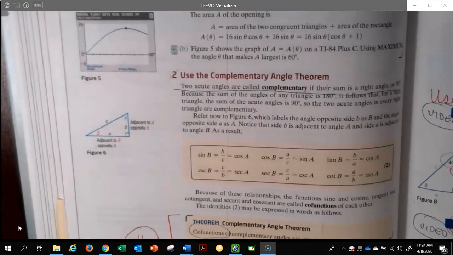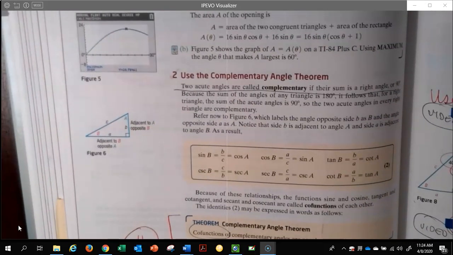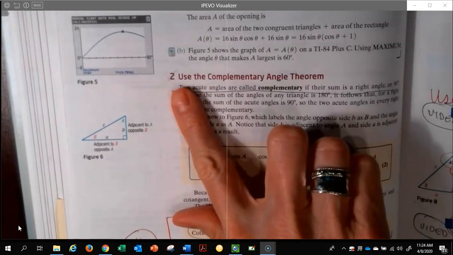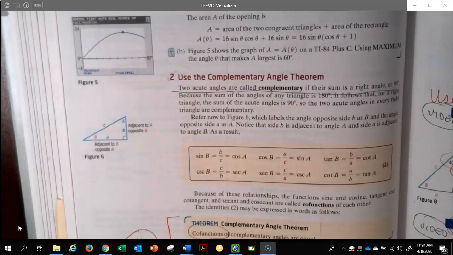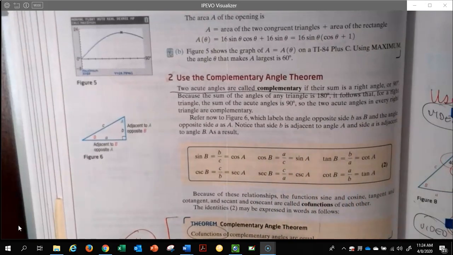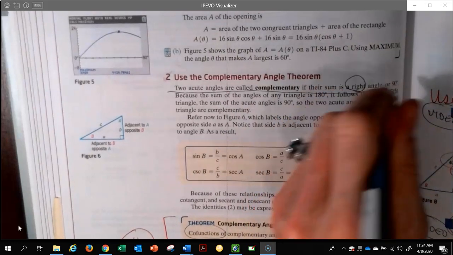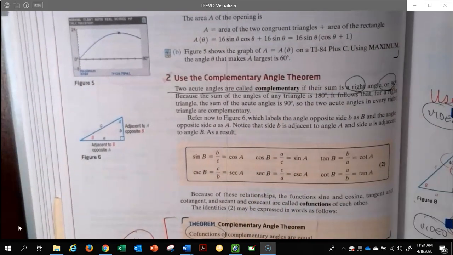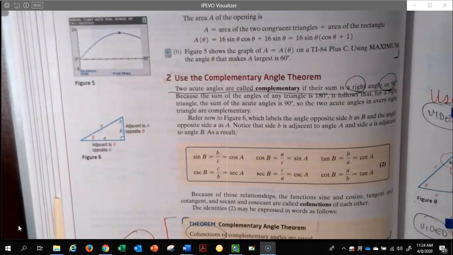And on 524, you see I'm at number 2, right here where it says use the complementary angle theorem. You need to underline that two acute angles are called complementary if their sum is 90. I don't know if you want to have flashcards, highlighter, underline, but somehow you put to memory that complementary means, and you may already know that from geometry, that they're going to add up to 90.